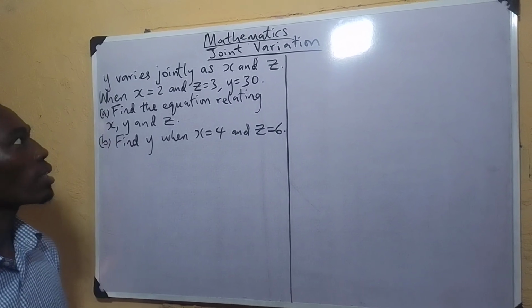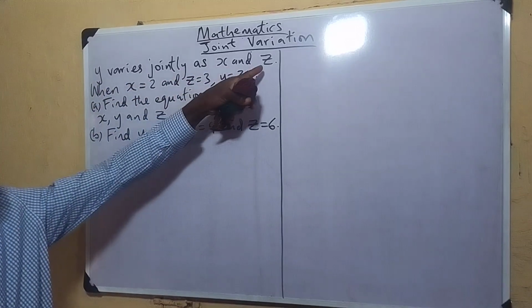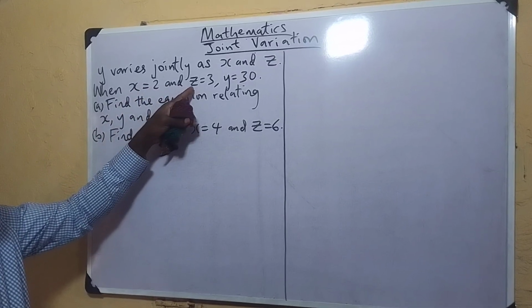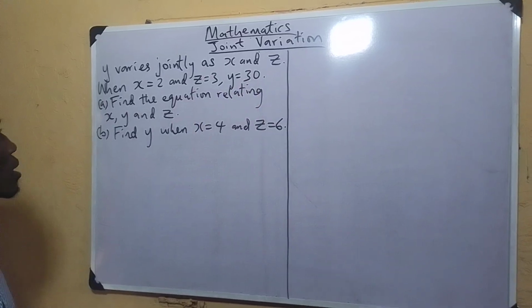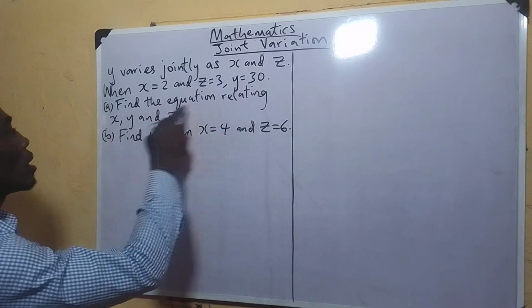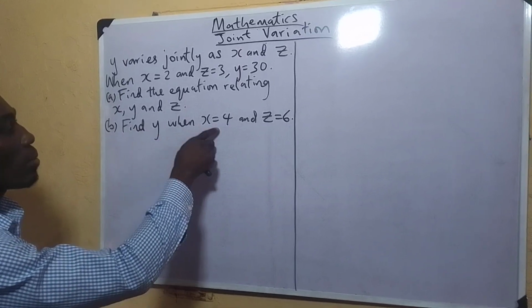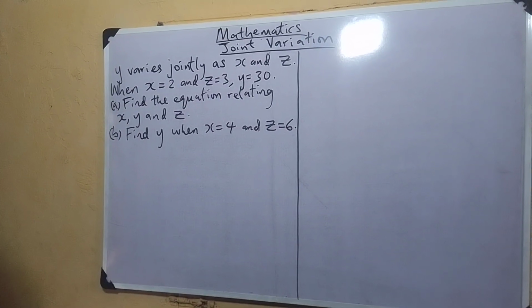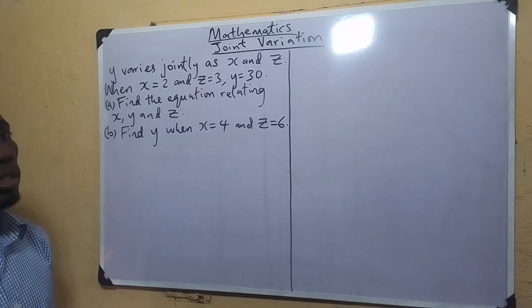We have a question which says y varies jointly as x and z. When x equals 2 and z equals 3, then y is equal to 30. Find the equation relating x, y, and z. Then B, find y when x equals 4 and z equals 6. So what you have here is not just variation, but it is a joint variation.